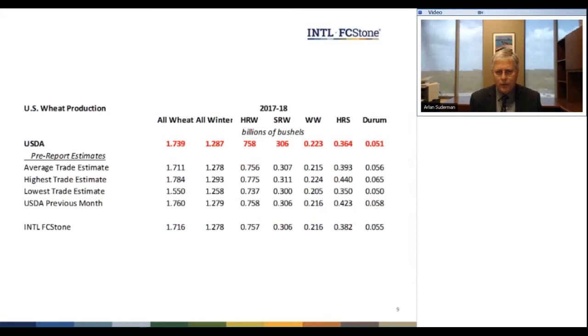Winter wheat, no real surprises there, just a little bit bigger than anticipated, and I'll show why in a little bit. Hard red winter wheat, pretty close to what we were expecting, pretty close to what the trade expected. Same thing with soft red winter wheat. White wheat came in bigger than expected. The USDA is expecting much bigger exports of white winter wheat going forward and drawing those stocks down, and I'll show you that graphically a little bit later.